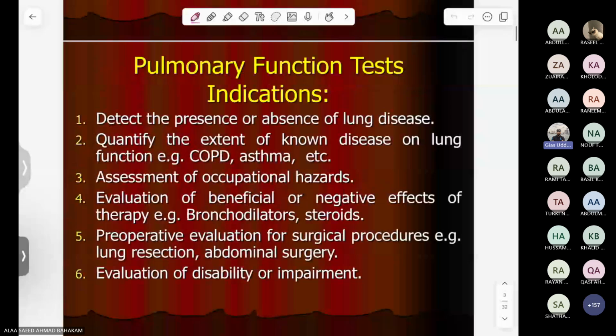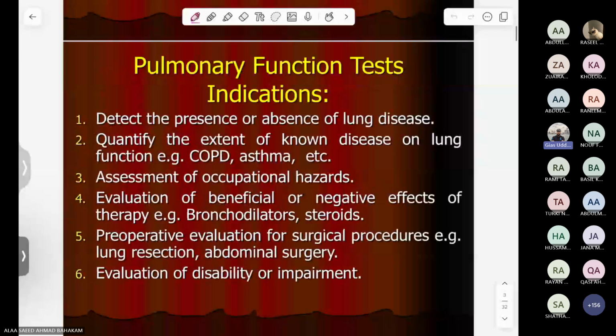Number 3 is the assessment of occupational hazard. What is occupational hazard? What kind of occupation can cause lung disease? Any idea? Toxins. Asbestos, yeah. Asbestosis, silicosis, berylliosis. So people who are working in an asbestos factory or doing construction work with sand blasting, all are called the occupational hazard.